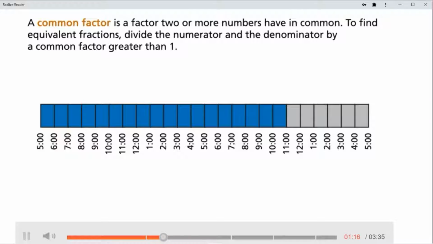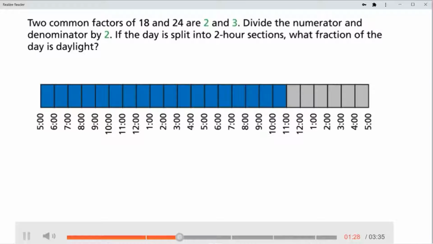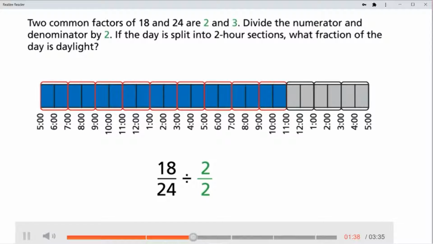A common factor is a factor two or more numbers have in common. To find equivalent fractions, divide the numerator and the denominator by a common factor greater than 1. Two common factors of 18 and 24 are 2 and 3. Divide the numerator and denominator by 2. If the day is split into 2-hour sections, what fraction of the day is daylight?